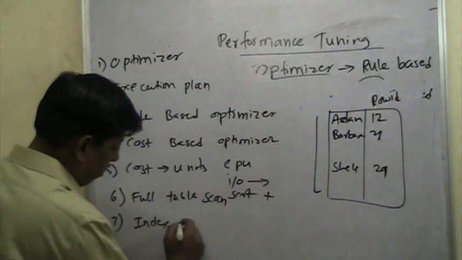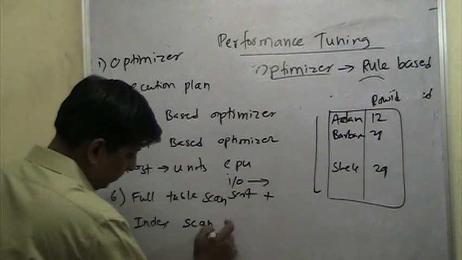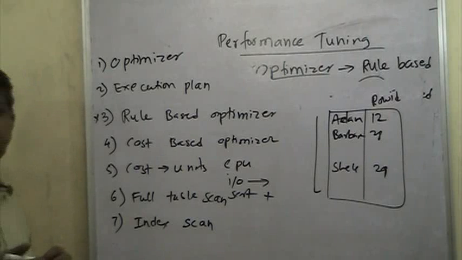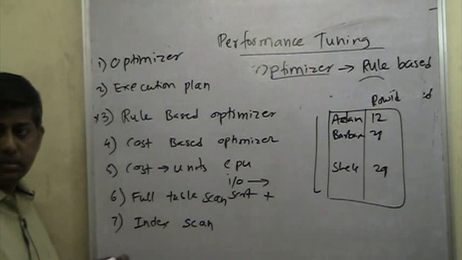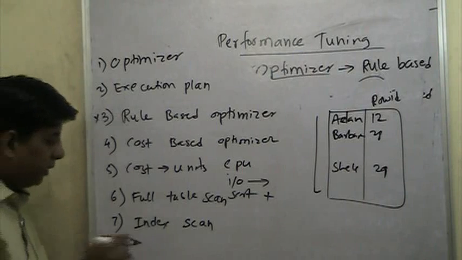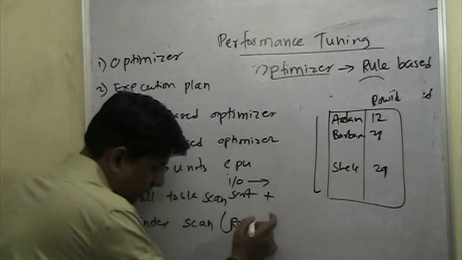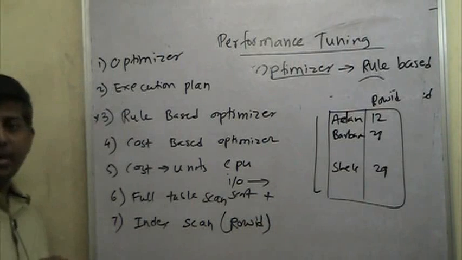And therefore we need to know the term index scan. Index scan is reading the index and finding the row ID. Obviously you need to know what row ID is here. Row ID is the physical location of that row on the disk.